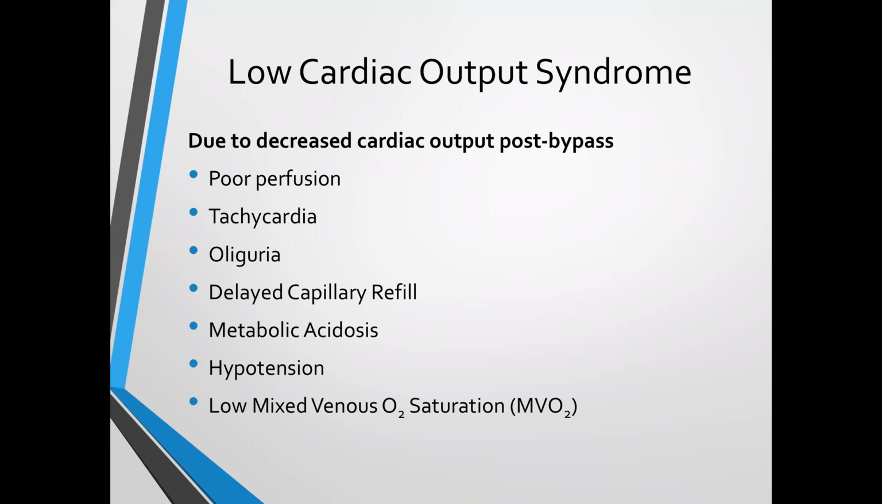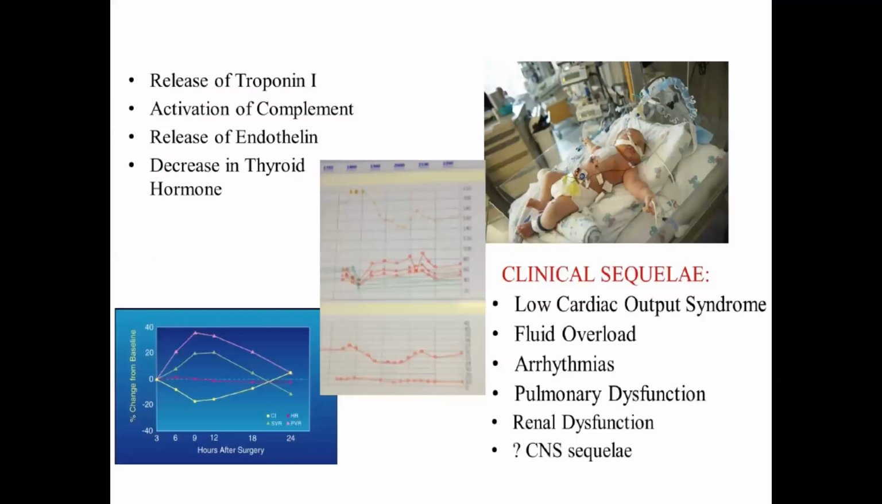This patient can normally have this in the first night, with a peak at 12 hours after the operation. And also with the increase in troponin, and then we start to have these patients manifest with low cardiac output. We find the patient with low urine output, arrhythmias, volume overload, pulmonary dysfunction secondary to this generalized edema, renal dysfunction, and CNS sequelae.